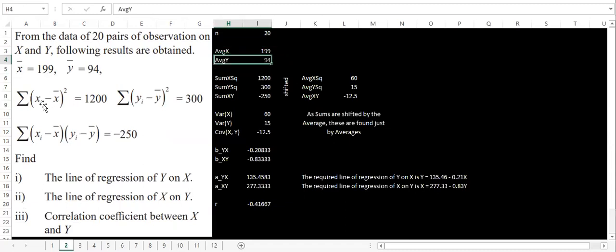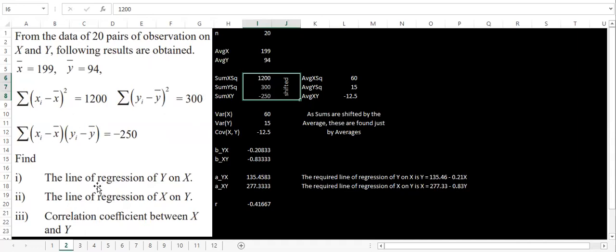And now here we are given the sum of not the original x values, but the x values are shifted, and they are shifted by the average itself. So what we have is the sum of x squared, shifted by the average, and we have the sum of the x squared values as 1200. Remember that these are shifted. The sum of y value squared is 300, and the sum of the product values, again shifted, is negative 250. The important thing to notice is that these are shifted values, shifted specifically by the average. And we are asked to again find a bunch of things.